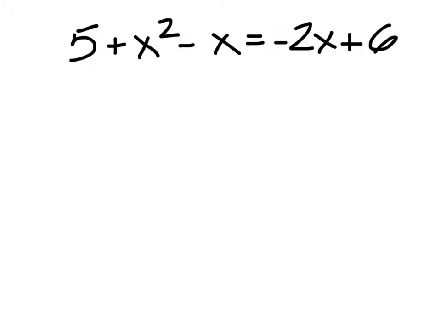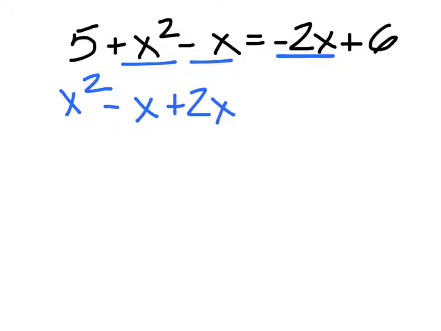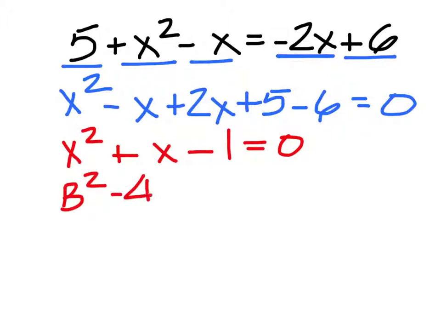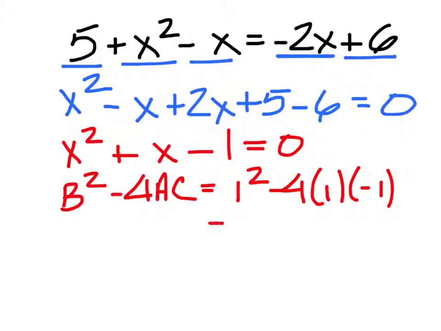Well, we have to put it in order first to find out the discriminant. So we're going to have x squared. There are no more x squares. Minus x plus 2x, since it must change sides. Plus 5 is on the same side, and then this will be minus 6 since it goes to the left. Simplify it to get x squared plus x minus 1. The discriminant is b squared minus 4ac, so that would be 1 squared minus 4 times 1 times negative 1. So 1 plus 4 is 5.